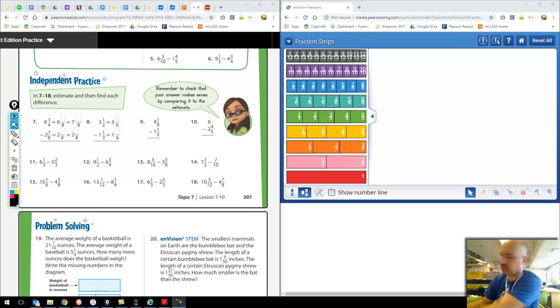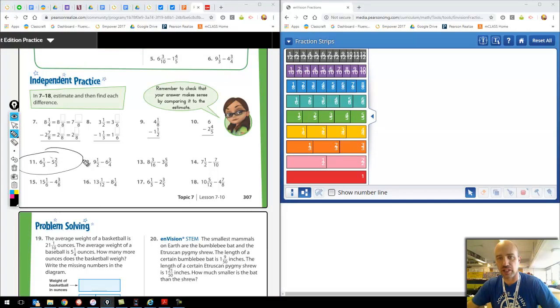Hey guys, this is the lesson today for 7.10, and we're subtracting mixed numbers. We can use models today, but we really want to estimate and then find the difference, or subtraction. The big part today is we're going to think about how we break a whole down into fractions when we need to borrow. Okay, so let's take a look.